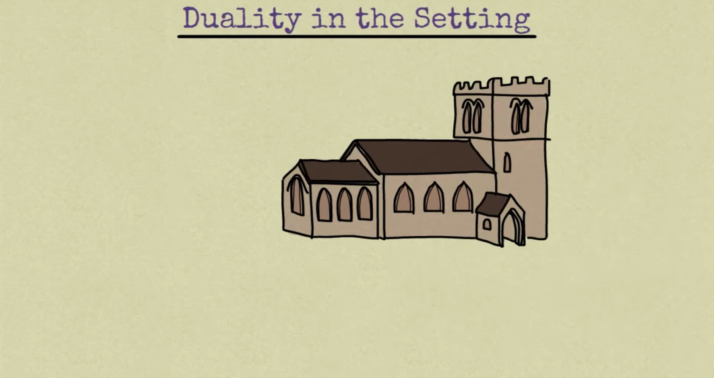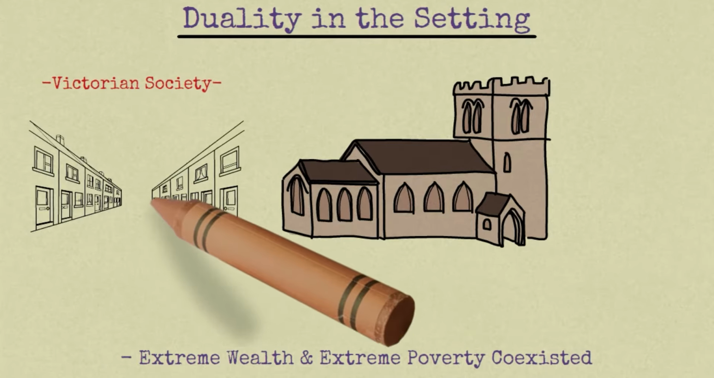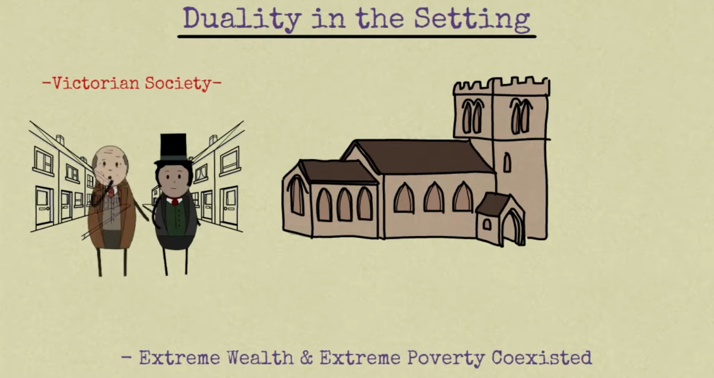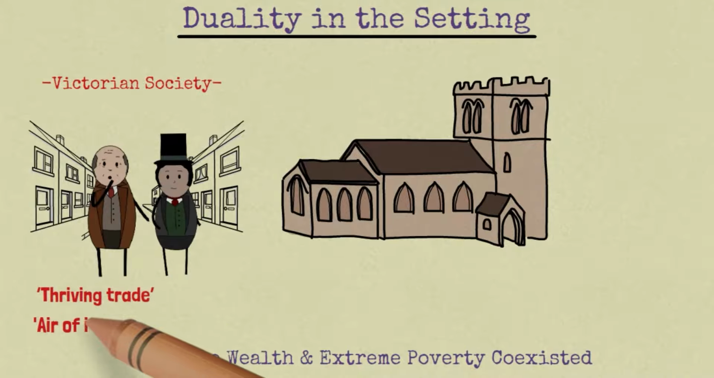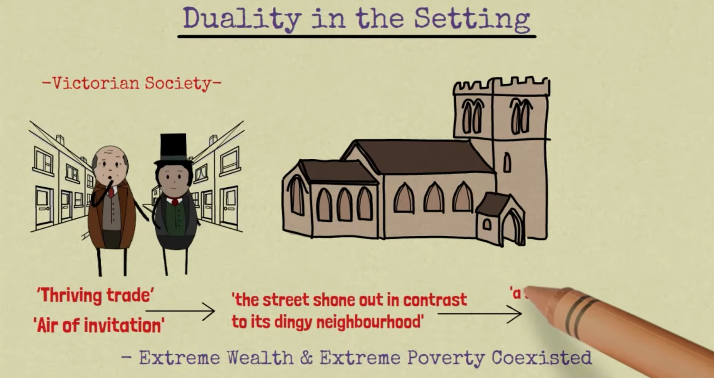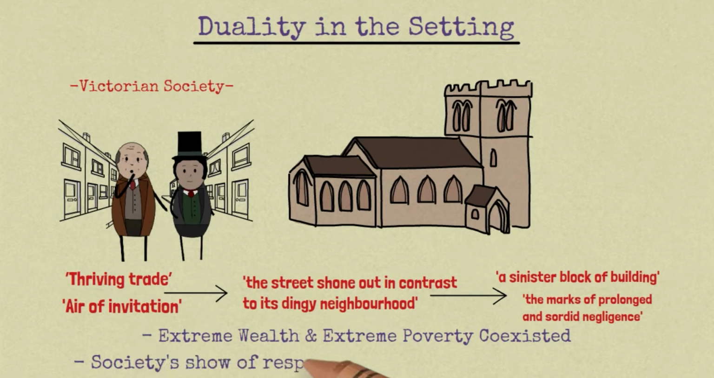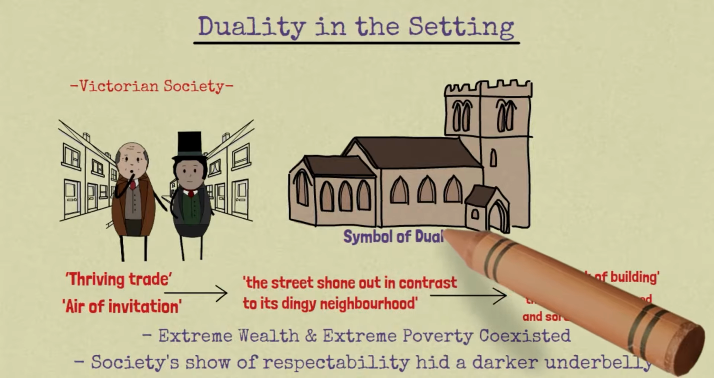The theme of duality extends beyond the people in this story and into their surroundings as well, particularly through the author's description of Jekyll's house and of London in general. Thanks to the class system, Victorian London was a place where extreme wealth and extreme poverty coexisted, and this was reflected in the area where Utterson and Enfield go for their walks. Stevenson writes that the street had a thriving trade and an air of invitation, but the street shone out in contrast to its dingy neighbourhood, as just down the road is a sinister block of building, which had the marks of prolonged and sordid negligence.